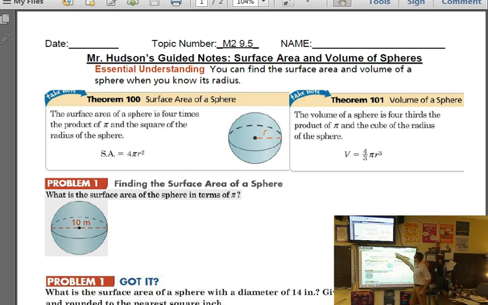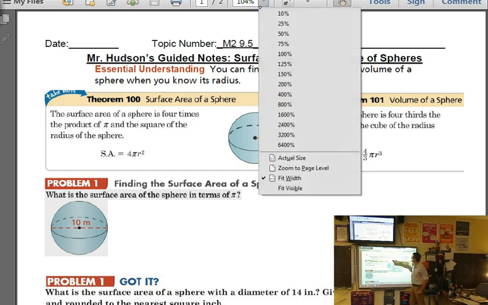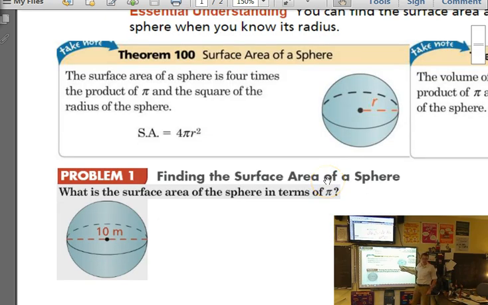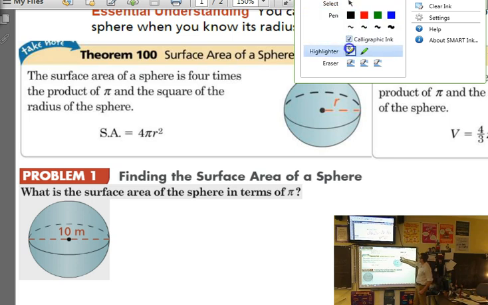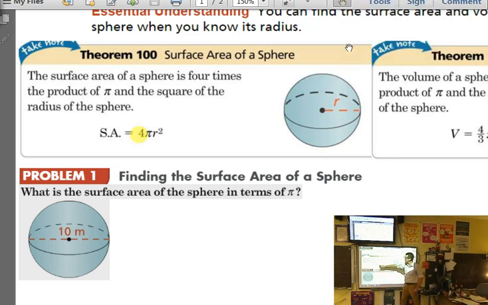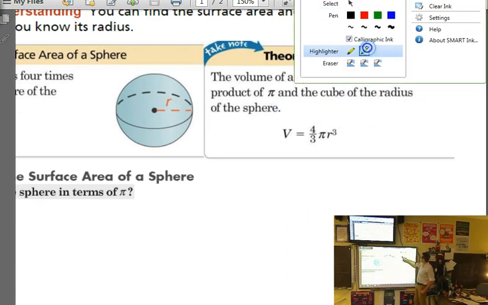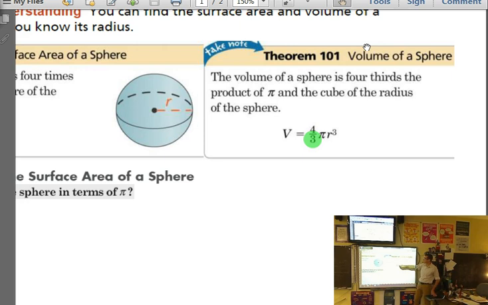For surface area, it all comes back to trig. I'm kidding. So check this out. Surface area uses 4 pi r squared. Both even values. 4 pi r squared. Volume still uses the 4, because it's a circle, we still use the 4. But then it's 4/3 pi r cubed.